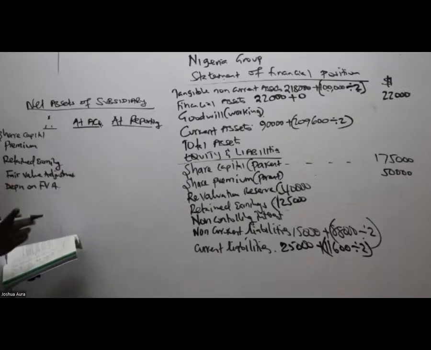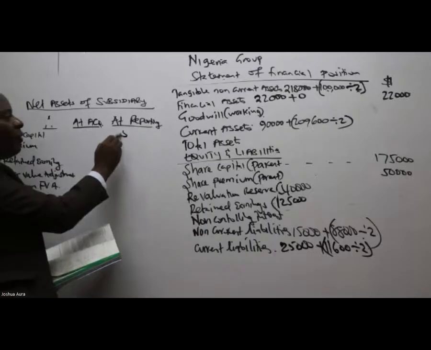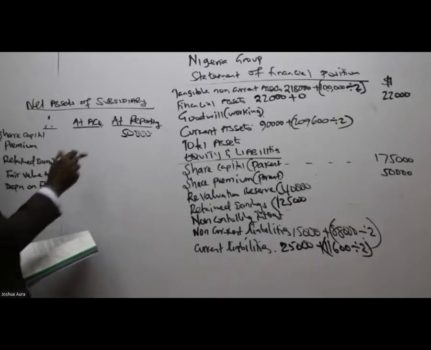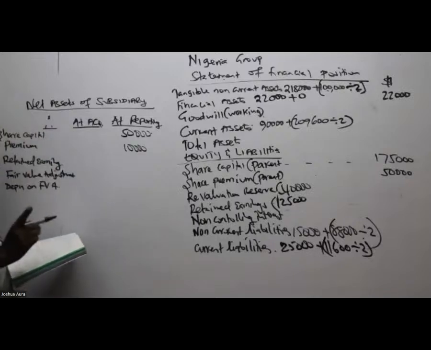Remember, you're talking of net assets of the subsidiary. Here, we shall not pick net assets of the parent at all. So the ordinary shares that I will pick are ordinary shares of Lagos, our subsidiary. Because I'm picking this figure from the statement of financial position, the 50,000 should come here, 50,000 at reporting. And then I can see the premium there, 10,000, the premium for the subsidiary, for Lagos.